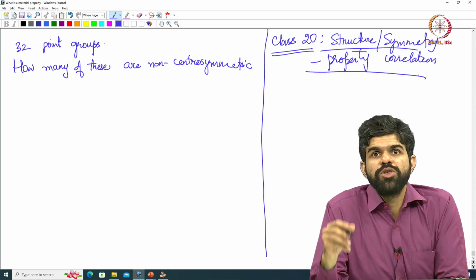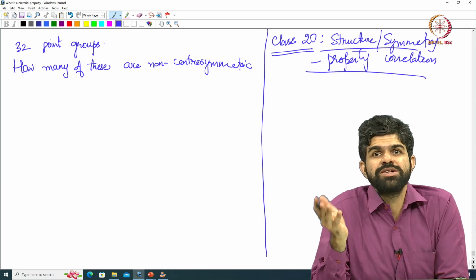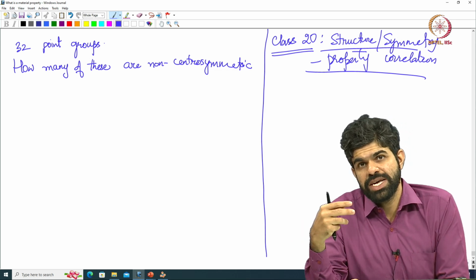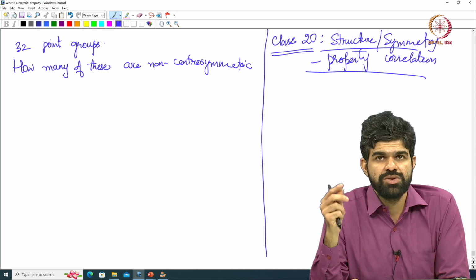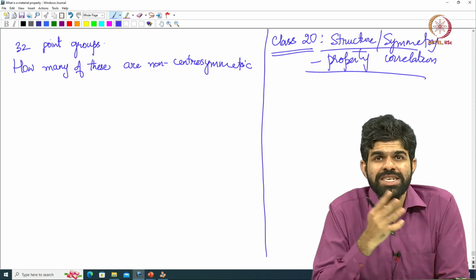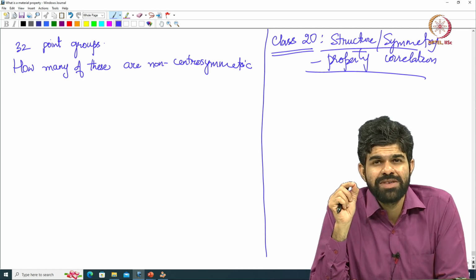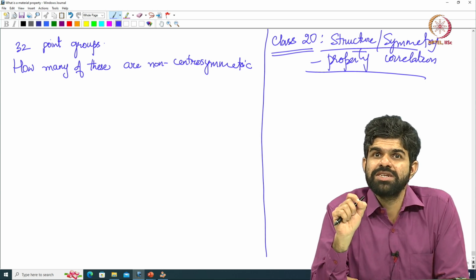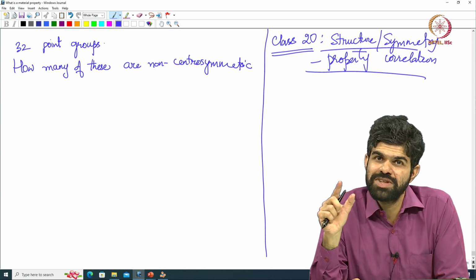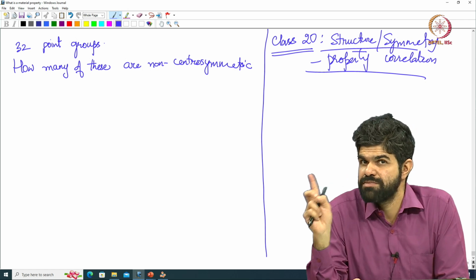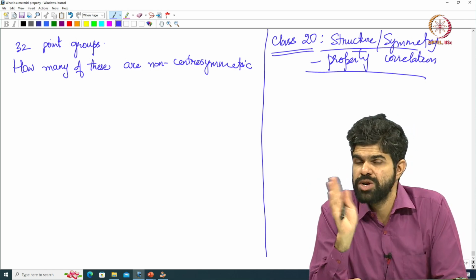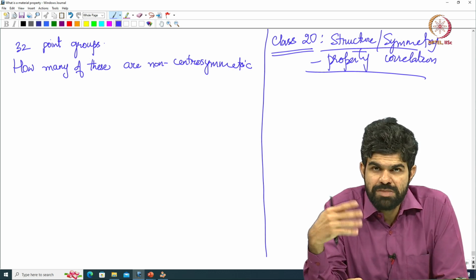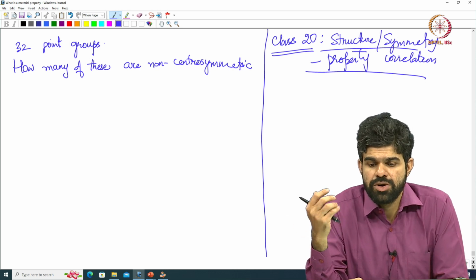We will look at a couple of properties and at how symmetry tells you which tensor elements exist and which do not. We have done this in the past for a third rank tensor with one operation, the centrosymmetric inversion operation, and we said that for first rank or third rank or fifth rank tensors, if you have inversion, all the elements become 0. So we will do similar structure property correlations for other symmetry operations and other symmetry groups.